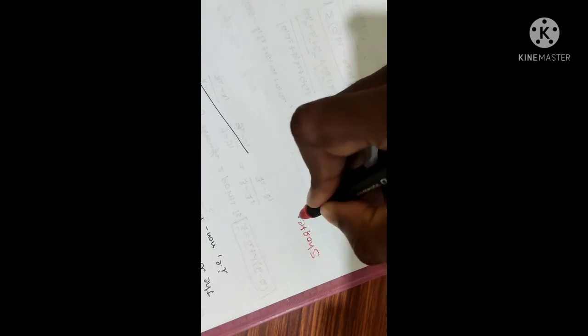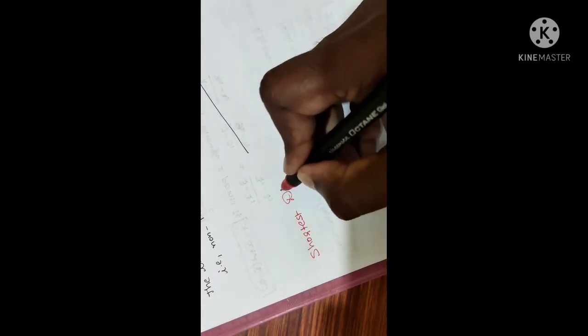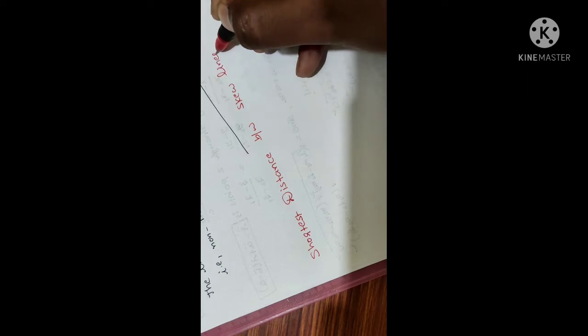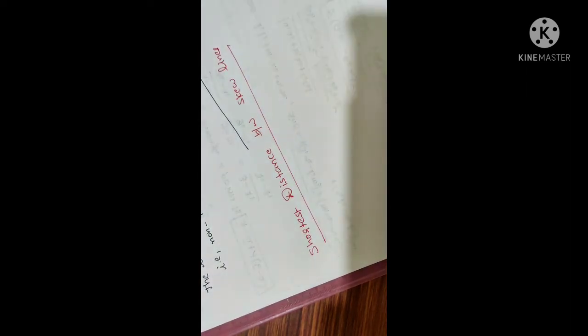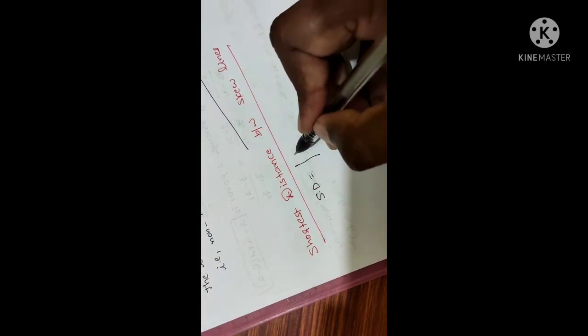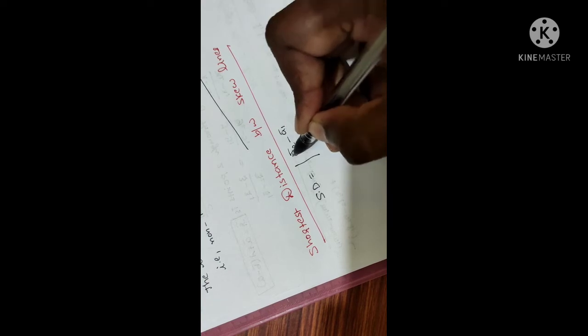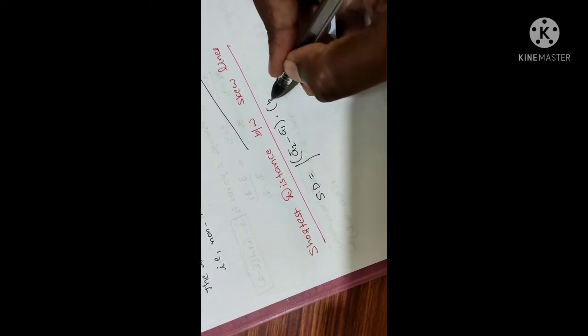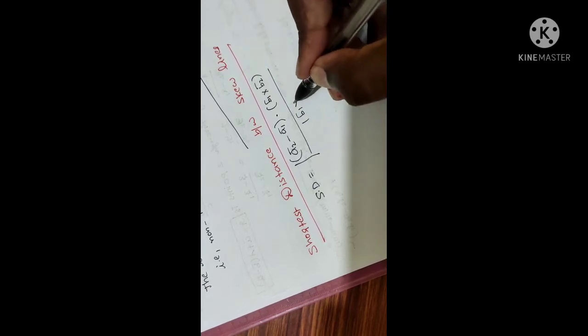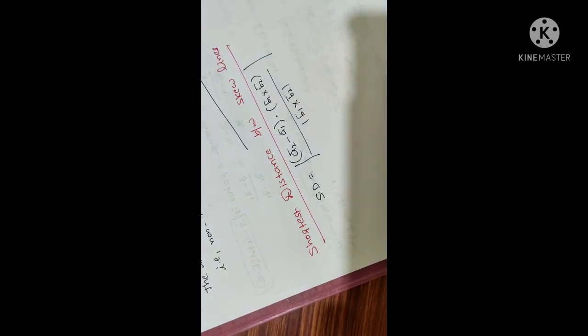Shortest distance between skew lines. So we have two formulas. One is in vector form, one is in Cartesian form. Vector form: shortest distance equals the modulus of (a2 bar minus a1 bar) dot (b1 bar cross b2 bar) by the modulus of b1 bar cross b2 bar. This is a formula for shortest distance between two skew lines in vector form.